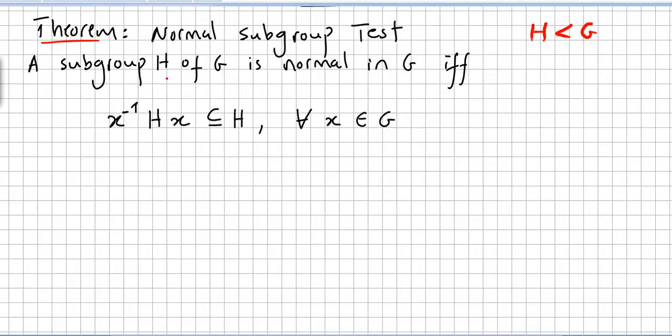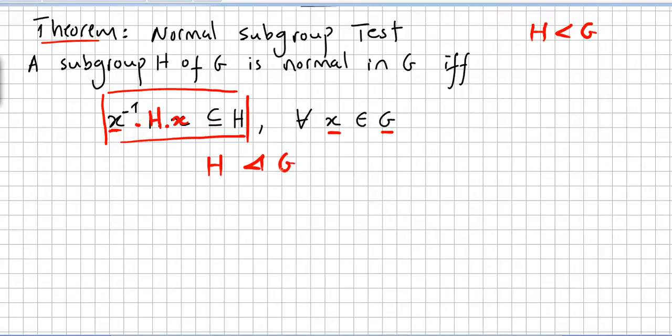A subgroup H of G is normal in G if and only if, where X is an element in G, the inverse image, the left product, X inverse times the subgroup H times X is a subset of H. If this happens, then we say H is a normal subgroup of G.